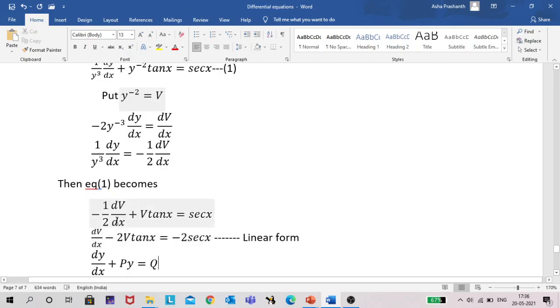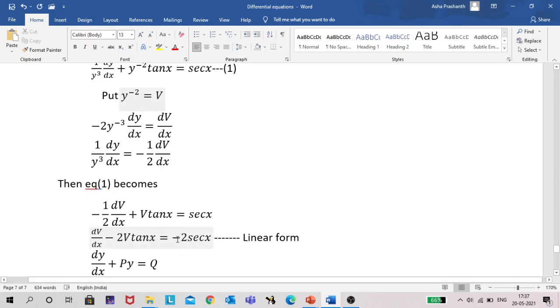I don't want any coefficient for this dv by dx, because in a standard form we don't have any coefficient for that. So I want to remove this. The whole equation is divided by minus 1 by 2. Then we will get dv by dx minus 2v tan x is equal to minus 2 secant x. This is a linear form.